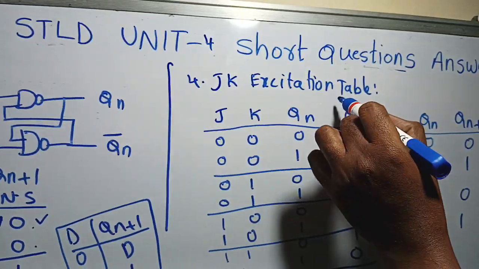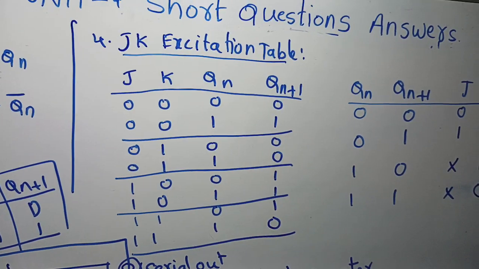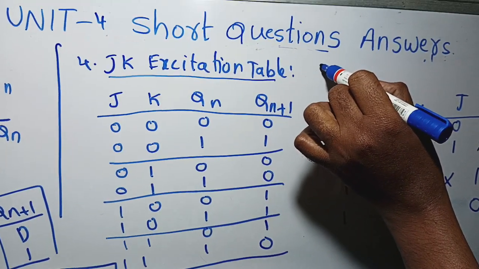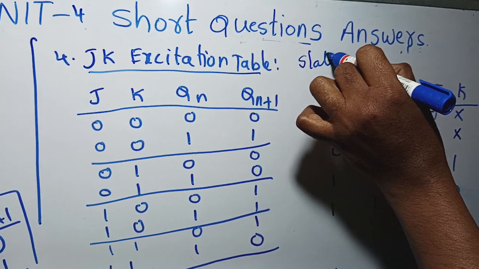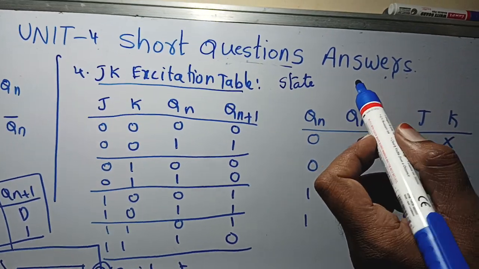Similarly, the fourth question, JK flip-flop excitation table. What is an excitation table, and explain the JK excitation table. So excitation means state change, from one state, the present state, to the next state.